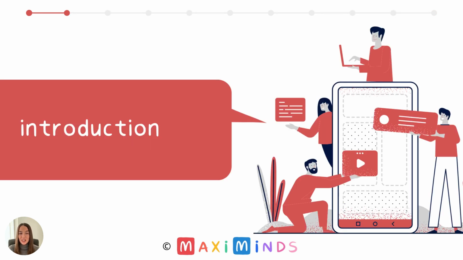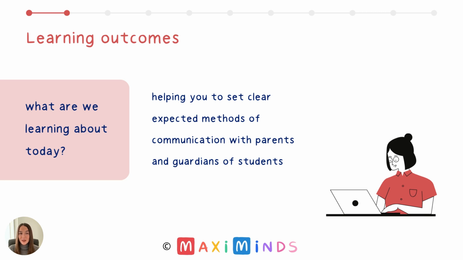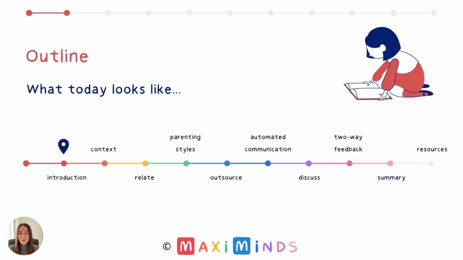So starting with the introduction, what are we hopefully learning about today? Today, I would like to help you to set clear expected methods of communications with parents and guardians of students. An outline of what today will look like. We'll start with the context and background as to why this is so important, and then look at 3 different strategies that you can use to help set boundaries with parents. Firstly, how you can relate to them and learn about parenting styles. Secondly, how you can outsource and incorporate automated forms of communication. And thirdly, discuss and particularly look at two-way feedback and what that would look like.